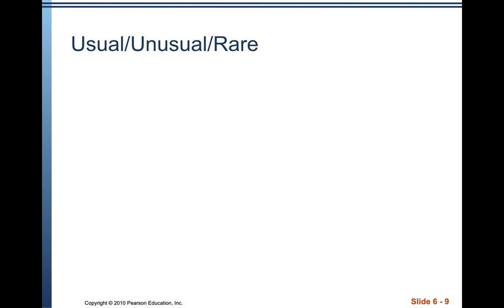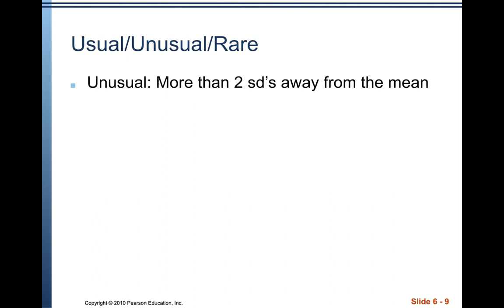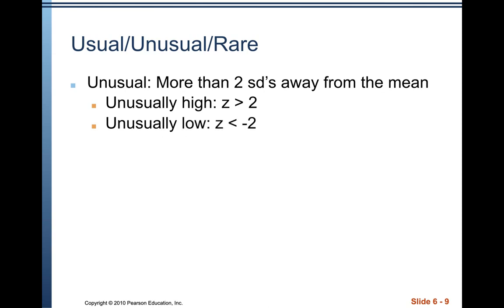In general, in statistics, something that is considered statistically unusual, you might hear that word, means that the data value is more than 2 standard deviations away from the mean. So if a piece of data is unusually high, that means its z-score is greater than 2. It's more than 2 standard deviations above average.